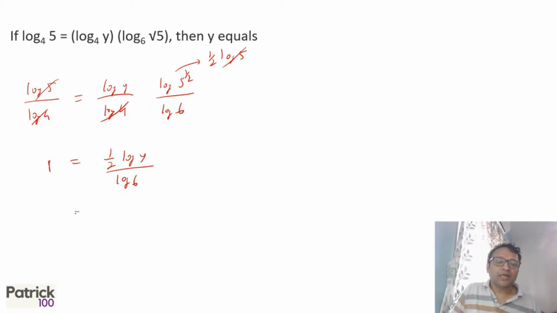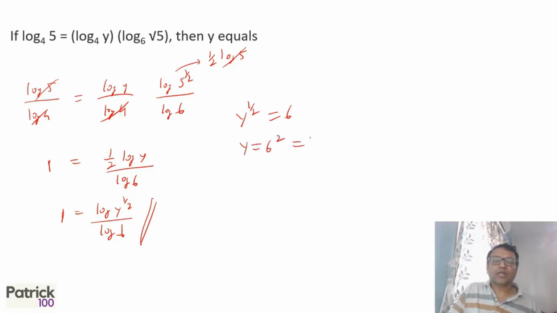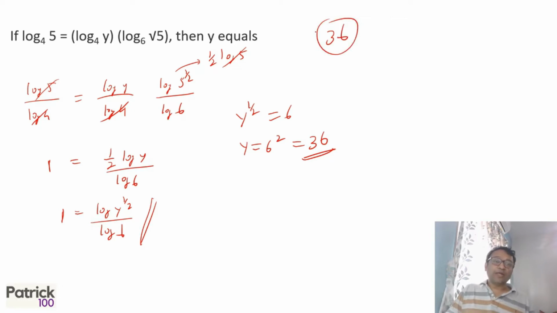Right? Or basically log of y raised to half upon log of 6 is equal to 1. So y raised to half is equal to 6 based on this. If I want to make it 1, the numerator and denominator have to be the same. Y raised to half is 6, or y is equal to 6 square, which will give you 36 as the answer. If you can solve it orally, nothing like it.